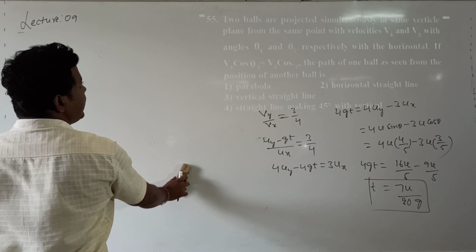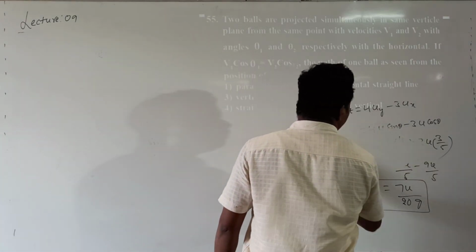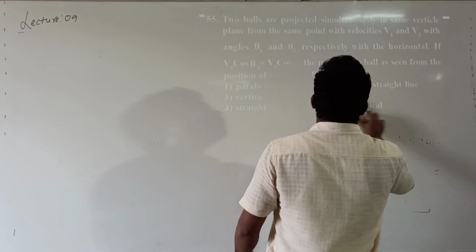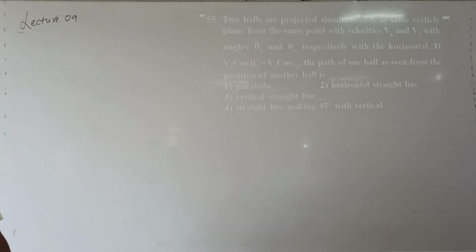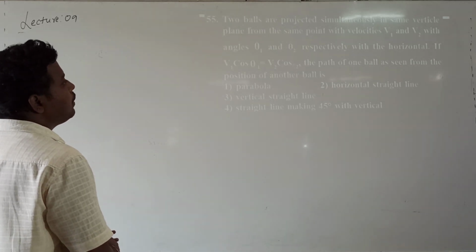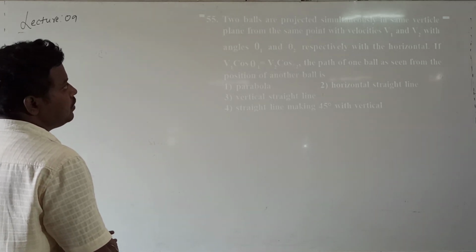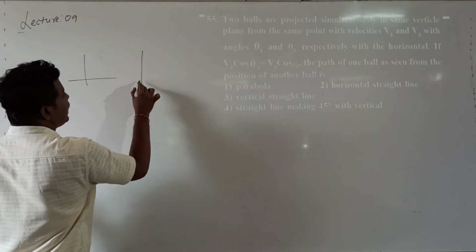Two balls are projected simultaneously in the same vertical plane from the same point of projection with velocities v1 and v2 at angles theta 1 and theta 2 respectively with the horizontal. If v1 cos theta 1 is equal to v2 cos theta 2, the path of one ball as seen from the other one. So actually there are two projectiles.